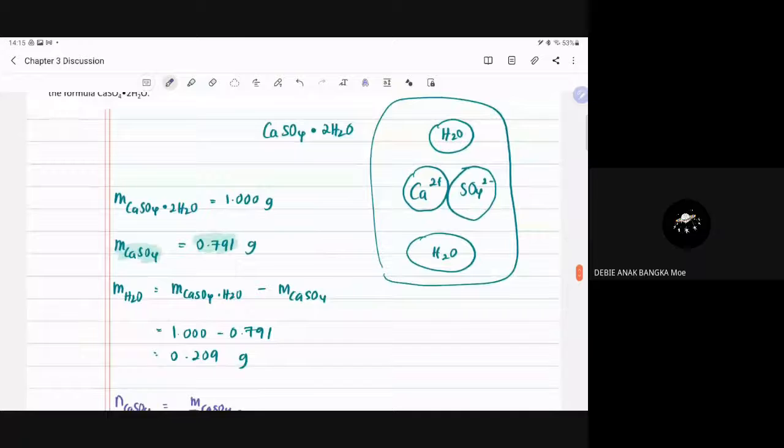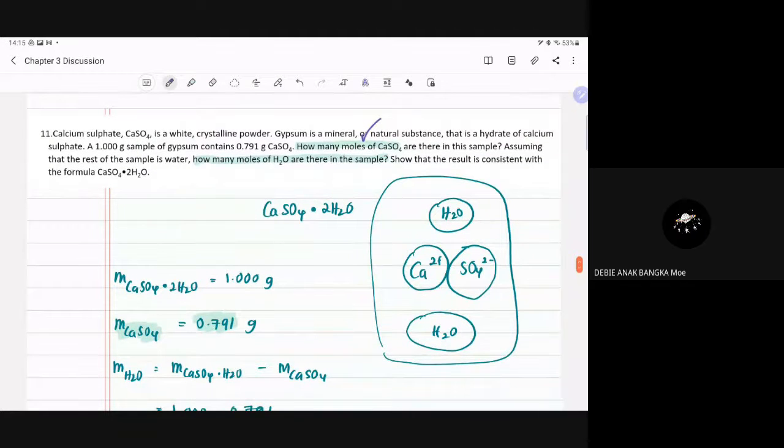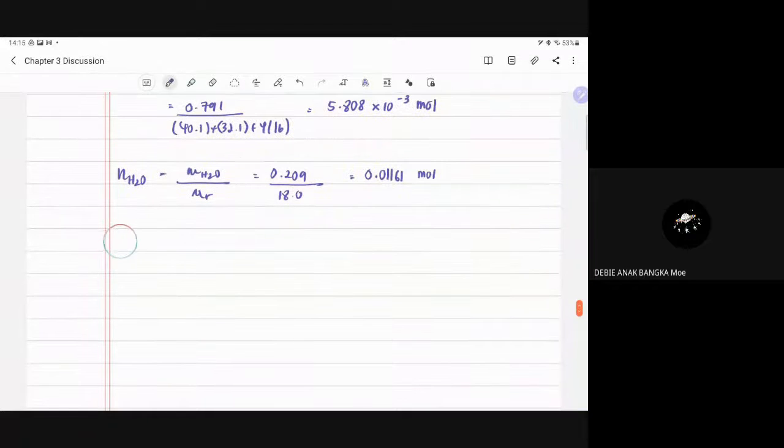Now, dia kata, so ini kita dah jawab. Now, show that the result is consistent dengan yang ini. Yang ini dia nak tunjuk konsisten. Dia suruh kamu buktikan yang nisbah dia ni, CaSO4 ni ada 1, H2O ada 2. Jadi, senang je. Kita cari ratio dia. Ratio between CaSO4 with water. Ini with ya. With. Saya punya short form.